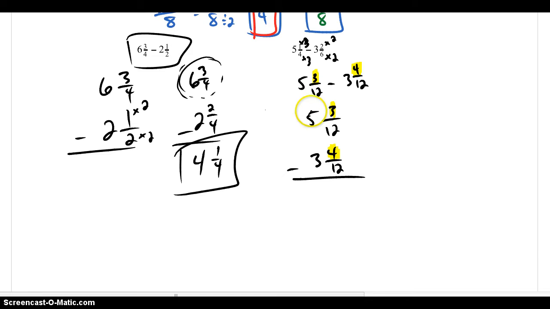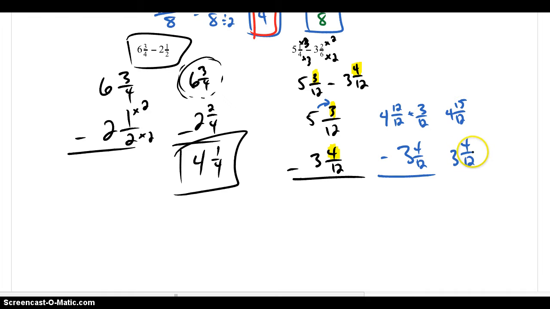We could rearrange this. We could kind of borrow from the whole, and we could consider this like it's 4 wholes, and then we'll make one whole into 12/12 plus that 3/12. And then we're going to take away our 3 4/12. So that ugly mess at the top is going to become 4 15/12. And we'll take away 3 4/12. Now we can do it. We get one whole, 15/12 minus 4/12, we get 11/12 left over. So there's our answer that way.